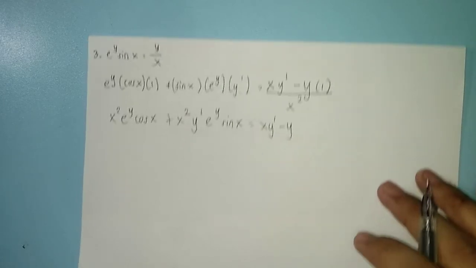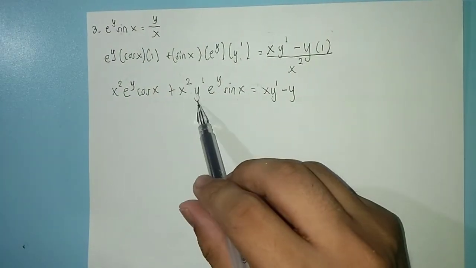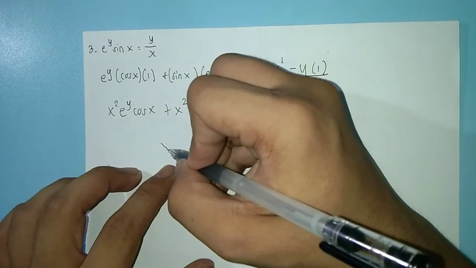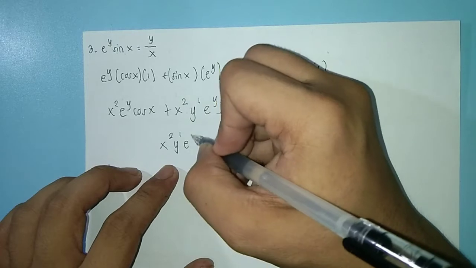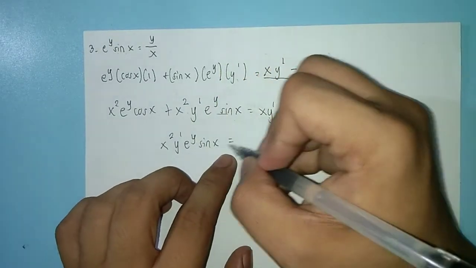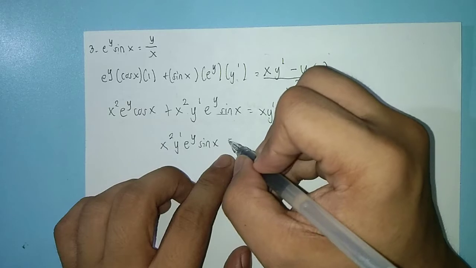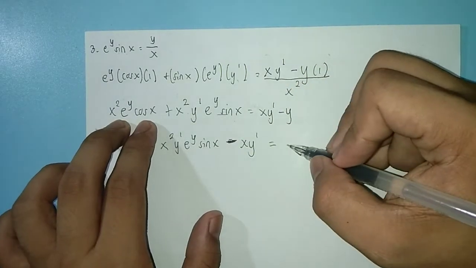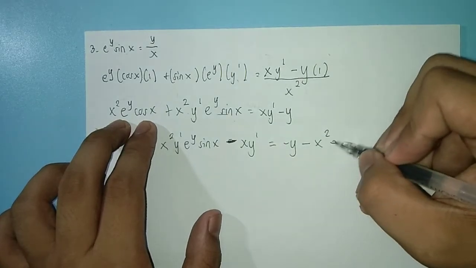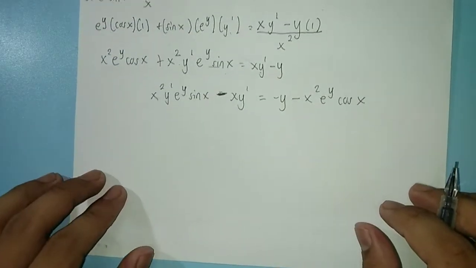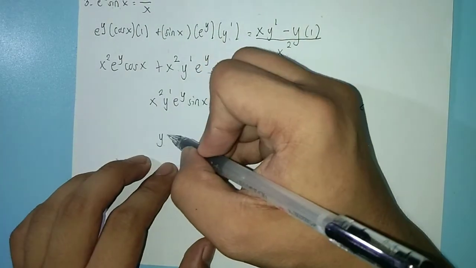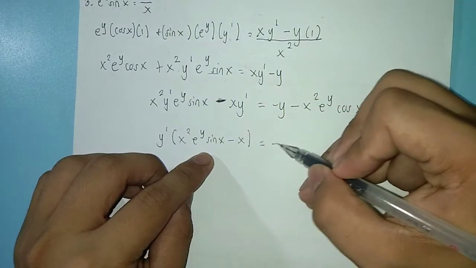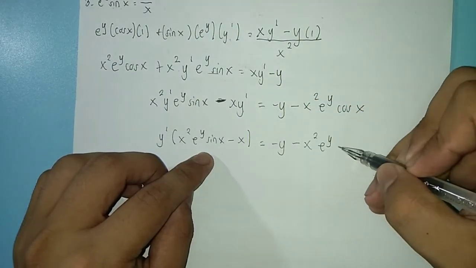Equals xy prime minus y. Okay. So next, ilipat ko yung xy prime sa left side, tapos yung walang y prime dito, ililipat ko sa right side. So magiging x squared, ito yung matitira, x squared y prime e raised to y sin x equals, minus, kasi from positive magiging negative, so minus xy prime equals, ito from positive magiging negative din, so negative y minus x squared e raised to y cosine x. Okay, so factor out ko tong y prime, so matitira x squared e raised to y sin x minus x equals negative y minus x squared e raised to y cosine x.